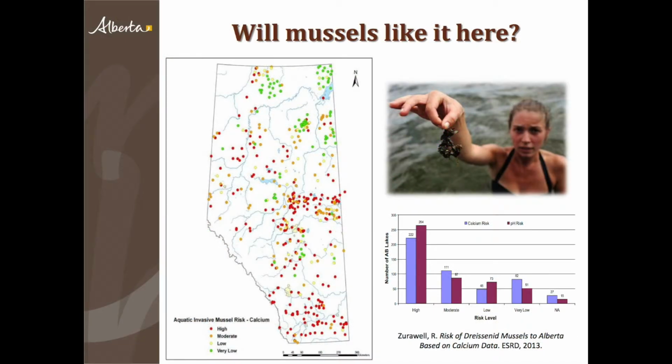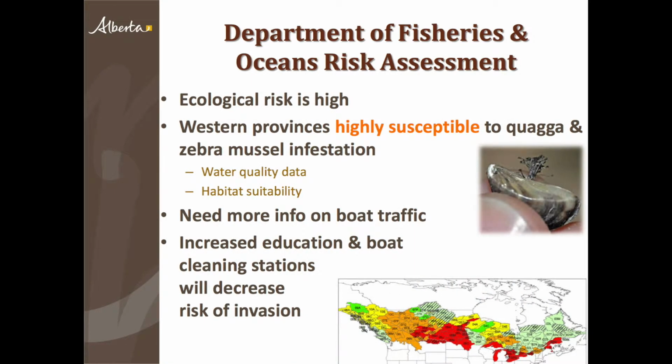Well, mussels like it here. So this map, I won't get into too much detail. This map shows the lakes of high risk. All those red dots are high risk based on calcium data, because the mussels need calcium in the water to grow their shells. And so this assessment shows that, yes, they will like it here. Okay, so DFO agrees with their research, they'll like it here.